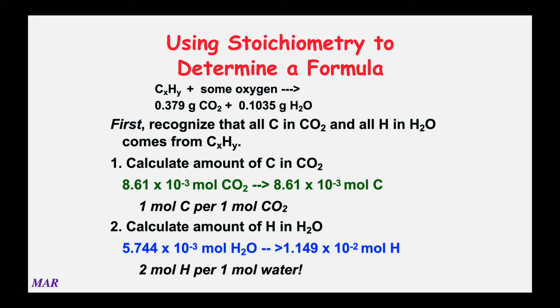For water, there's that 2-to-1 ratio. So if you take 0.1035 grams of water and divide by the molar mass of water, which is about 18 grams per mole, you're going to get that 5.744 times 10 to the minus 3 moles of water. However, to find moles of hydrogen, 1 mole of water has 2 moles of hydrogen. So we'll multiply the moles of water by 2 to get 1.149 times 10 to the minus 2 moles of hydrogen. So remember that 2-to-1 ratio, it's H2O. That's why we're multiplying by 2. We want just the hydrogen from water, just like we wanted just the carbon from carbon dioxide.